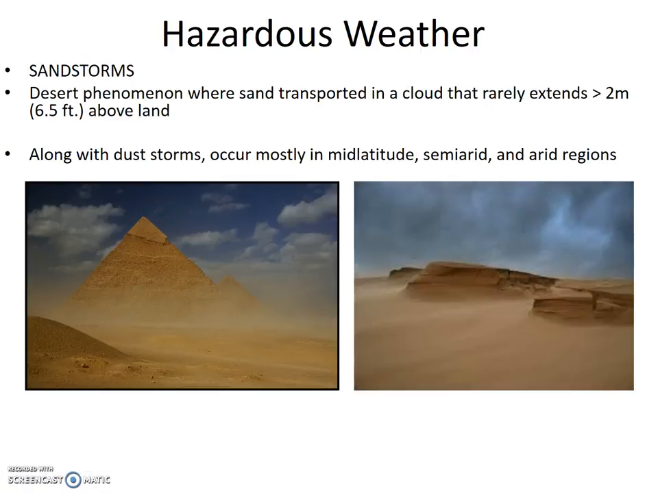In contrast, sandstorms are desert phenomena where sand is transported in a cloud that rarely extends above 2 meters or 6.5 feet above land. They generally have larger particles that are being blown around, sand-sized, in fact. Along with dust storms, sandstorms occur mostly in mid-latitude, semi-arid, and arid regions. Hopefully that makes sense. The images are of two sandstorms, one in Egypt by the pyramids.